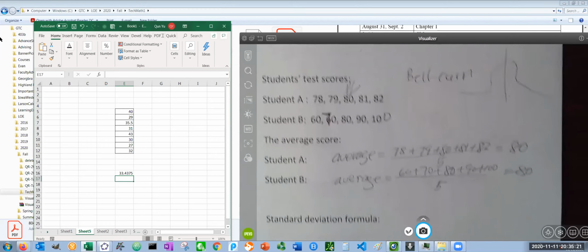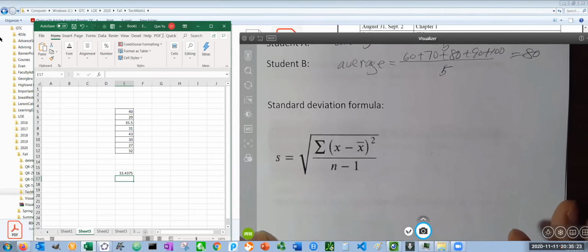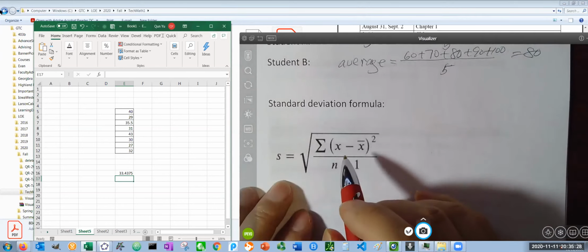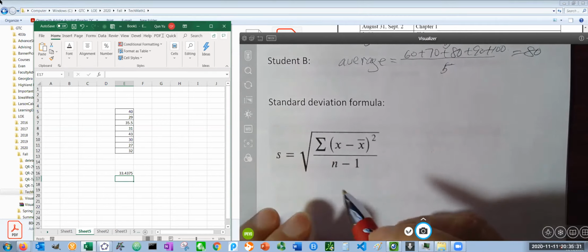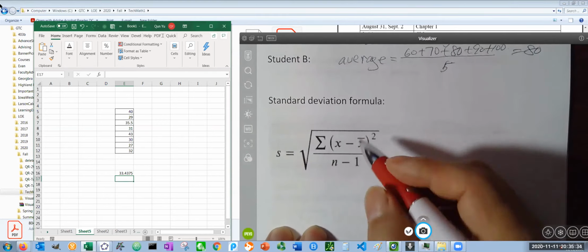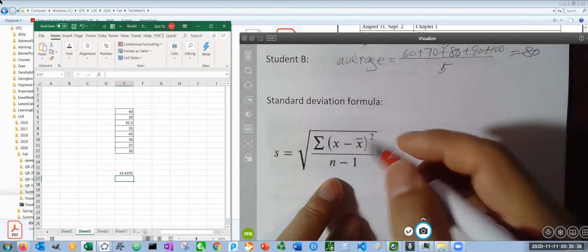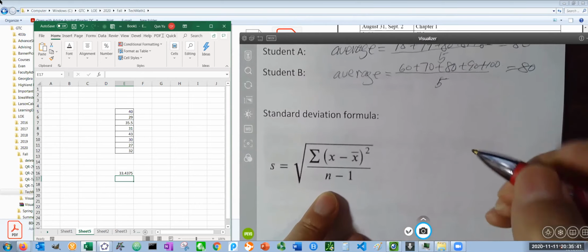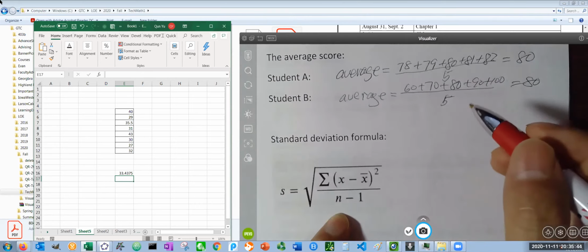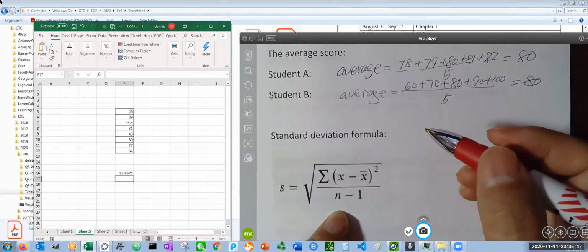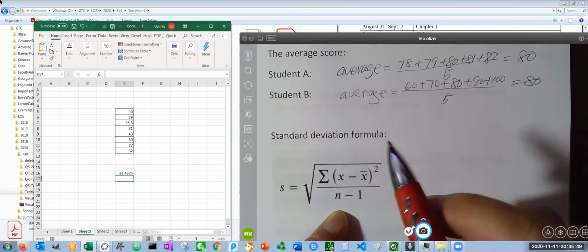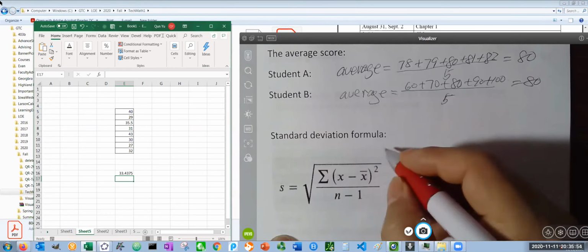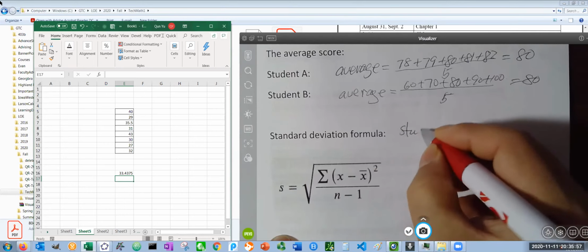Okay, now the formula for the standard deviation calculation looks messy, and you don't need to do this by hand, not even with a calculator. You just need to understand this formula. I'm going to show you how to break it down into steps. If you want to do it by hand using a calculator, you can follow these steps. Instead, you can also use Excel to do it in just one step. I'm going to show you both. So to do it manually, let's use student A as an example.